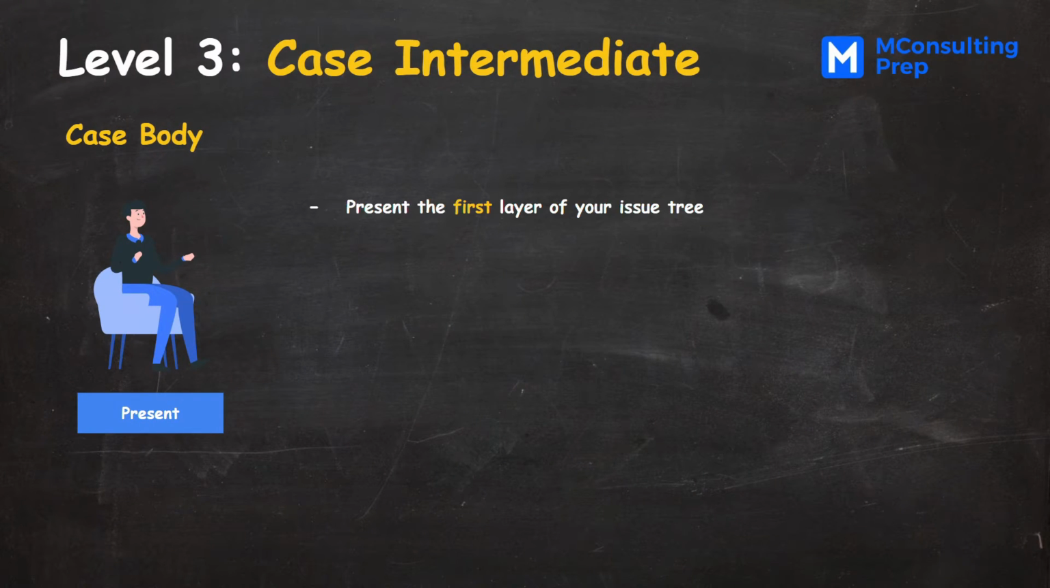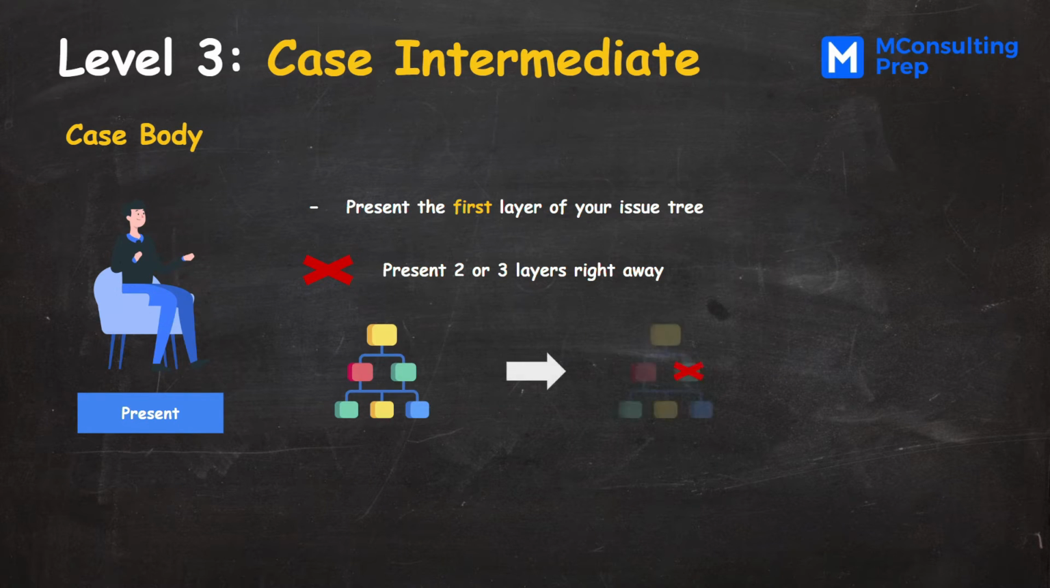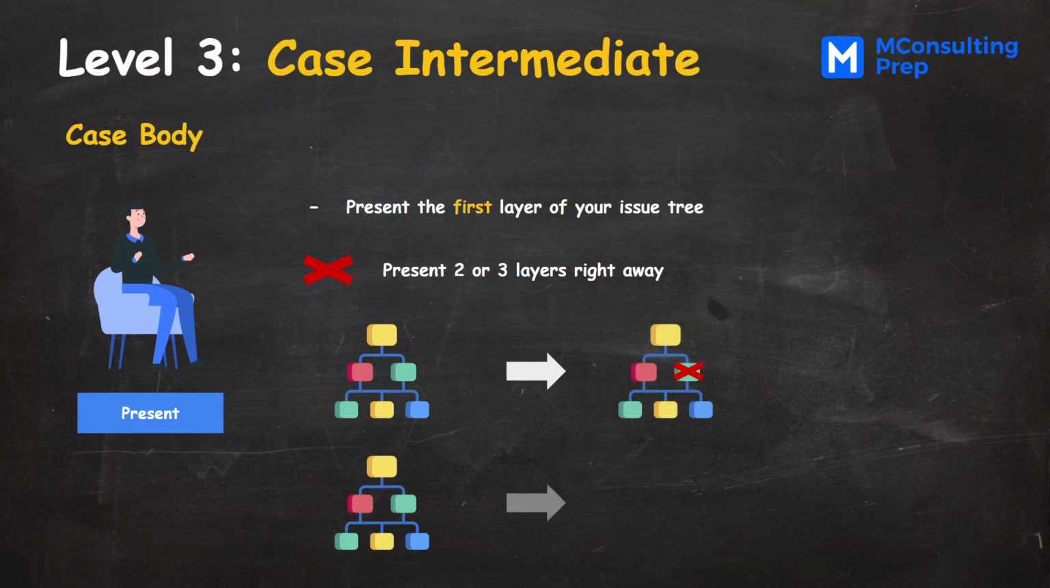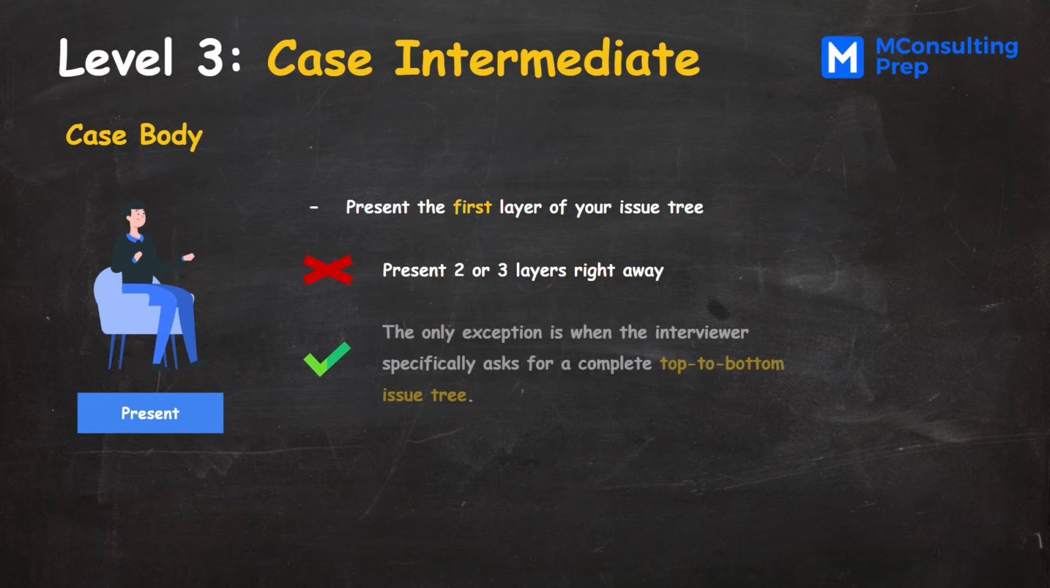Coming out of the timeout, you present the first layer of your issue tree. A common mistake here is to present 2 or 3 layers right away. This is the result of blindly applying frameworks without truly understanding how the overall methodology works. There's no logical reason to do so. There's a good chance that one of the branches can be crossed out, and there's even a chance that the whole issue tree needs to be revised. The only exception is when the interviewer specifically asks for a complete top-to-bottom issue tree. This happens more often in interviewer-led cases.